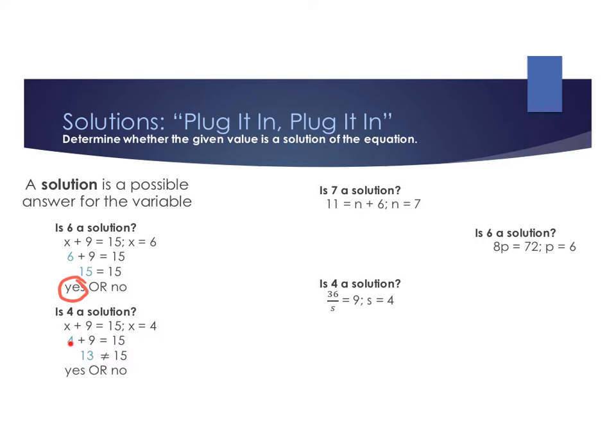So I have 4 plus 9 equals 15. Remember, I just brought down the equal sign. I don't know if it equals each other yet until I get to the next step. So on this side, I have 4 plus 9. On this side, I have 15.